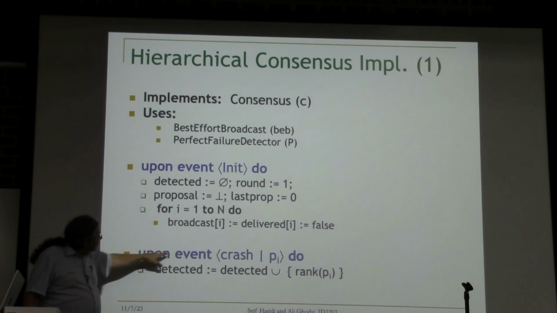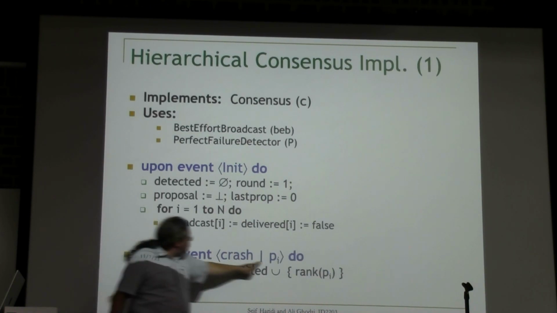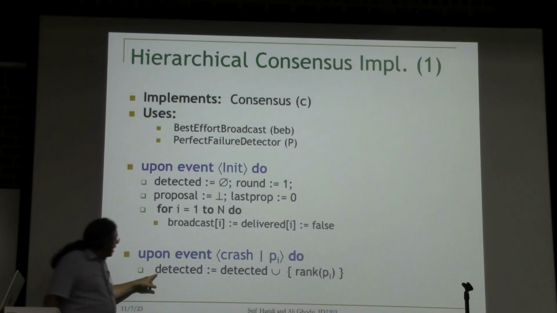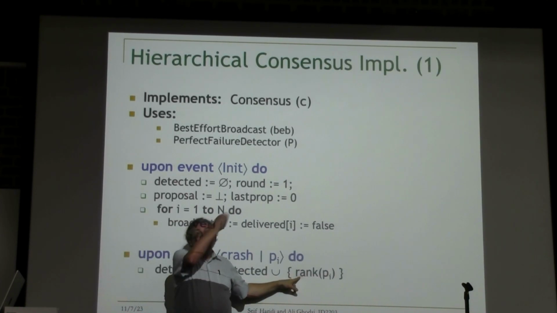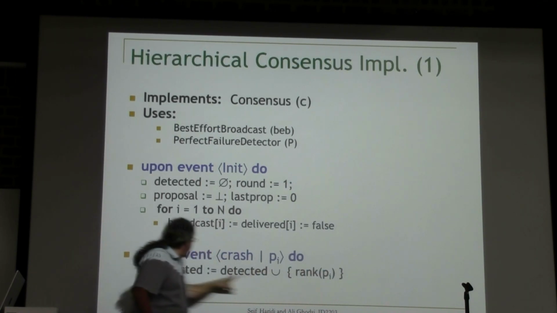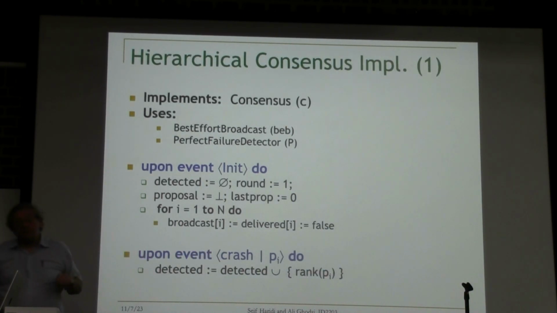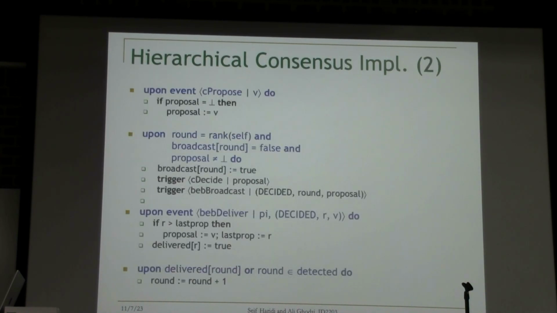Then we have a crash event. This is coming from the perfect failure detector. When we see that P1 has crashed, we add its rank. Each node has a rank, a number, so they're ranked in order. This is added to the detector set. This is telling us what the crashed nodes are. So that's all initialization. Now we look at the actual code. This is the code.